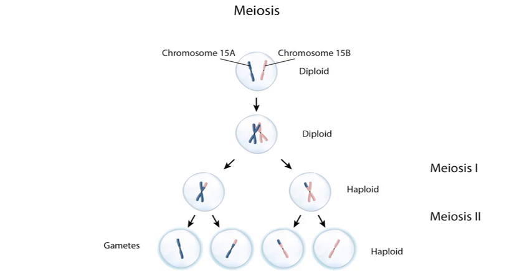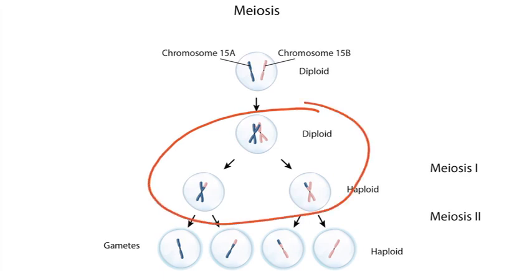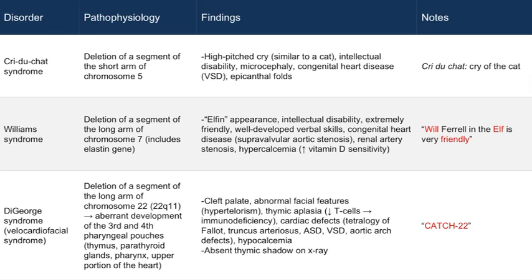This is a figure of meiosis, which can be found in section 2 of genetics. Notice that recombination occurs here between 2 homologous chromosomes. It's during this process that microdeletions occur. This is a table of the microdeletion syndromes, which can be found in section 12 of genetics.